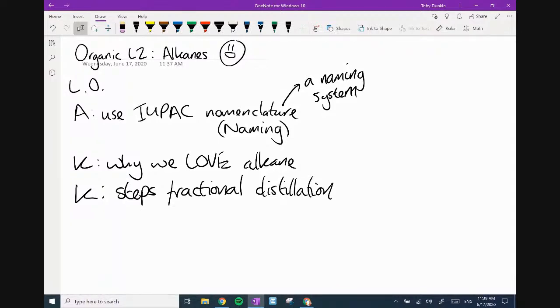That looks like Tupac. The Tupac naming system. That'd be amazing, right? Oh, dear.